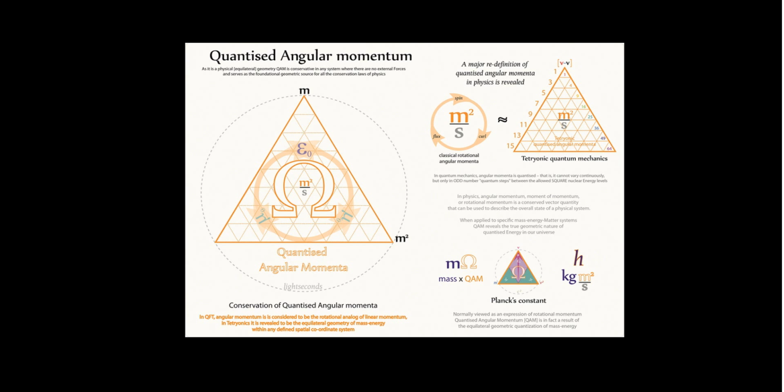So what I'm saying in essence is, where you see Planck's constant, you should visualize this: an equilateral chunk of energy per c squared. E divided by c squared is mass. The equilateral geometry is meters or square meters per second. So that is a visual representation of Planck's constant.